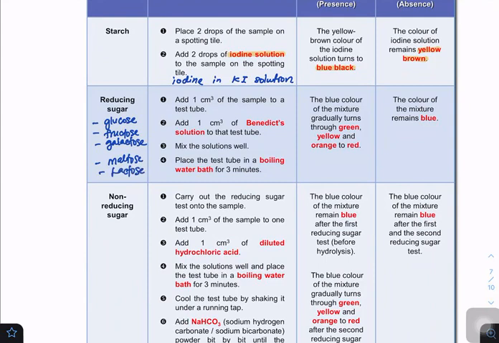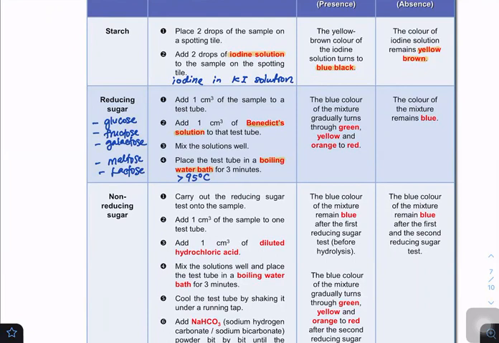Okay, so very simple. We add 1 cm cube of the sample to the test tube, and we add another 1 cm cube. Highlight the reagent here. It's called Benedict's solution or Benedict's reagent. When we have added it, we mix the solution well, and highlight, you must place it in a boiling water bath. If boiling water bath alone is not enough, then at least tell me a water bath that has a temperature of more than 95 degrees Celsius, then it's accepted.